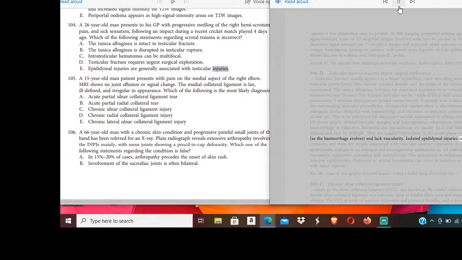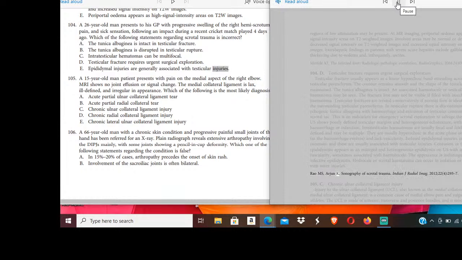Isolated epididymal injuries are not very common, and these are usually associated with testicular injuries. Contusion or traumatic epididymitis appears as an enlarged and heterogeneous epididymis on US with increased vascularity, sometimes associated with hematocele. The appearance is indistinguishable from infective epididymitis. Hydrocele or scrotal hematoma can occur in isolation or be associated with other injuries.